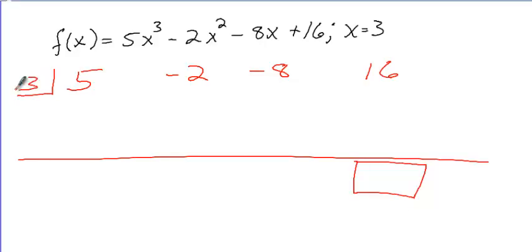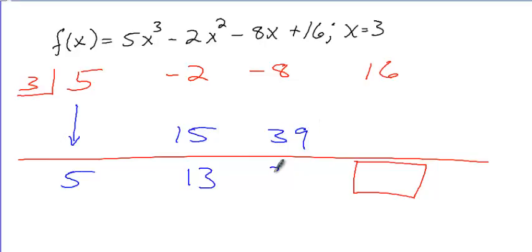All right, any major questions so far? Okay, so first step, what do you do? Drop the 5. What do I do with the number from the bottom? Times it by what's in the box, so what's 5 times 3? And what do I do with these two numbers? Add them, so what's 15 minus 2? 13 times 3. 39, 39 minus 8. 31, 31 times 3. 93 plus 16.